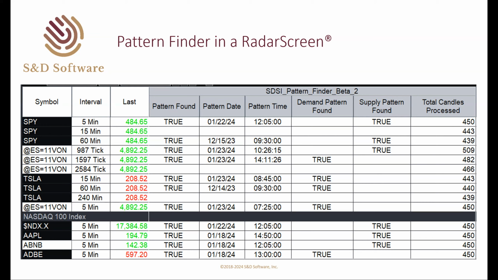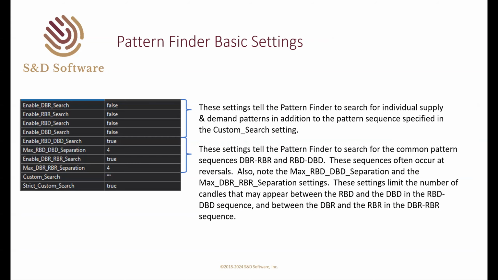So the total candles processed and the pattern found field are the ones that are most often hidden when dealing with the pattern finder. And again, the pattern found output is primarily targeted at the TradeStation scanner. So let's go take a look at some of the settings here. There's really not a lot for the pattern finder.